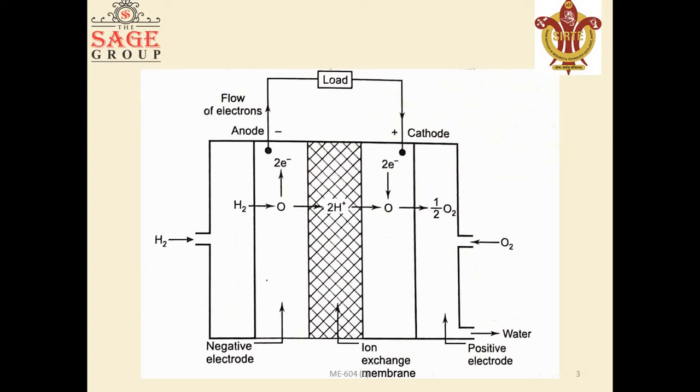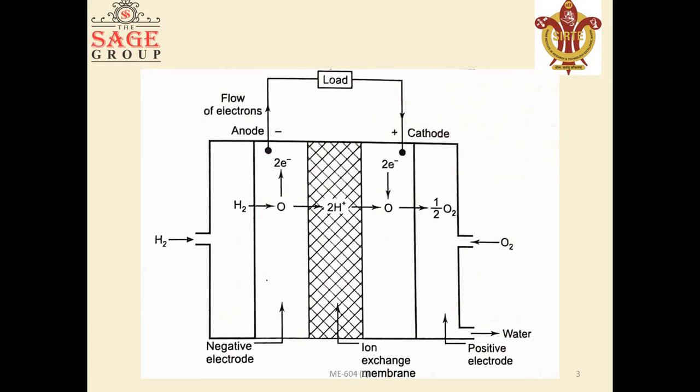The hydrogen ions permeate across the electrolyte to the cathode, while the electrons flow through an external circuit and produce electric power. Oxygen is supplied to the cathode and combines with the electrons and hydrogen ions to produce water. So this is the water, and finally this is the working of PEMFC, and the membrane is coated on both sides with finely powdered platinum, which acts as a catalyst.